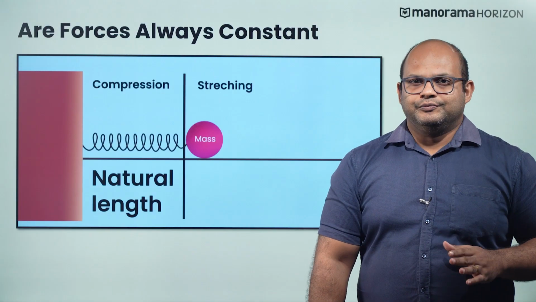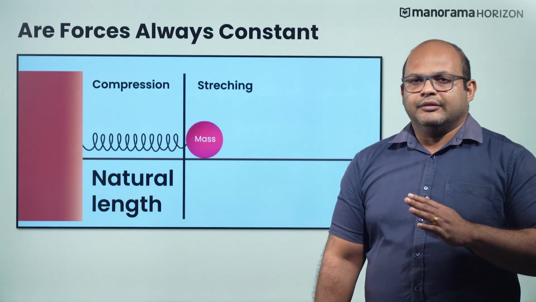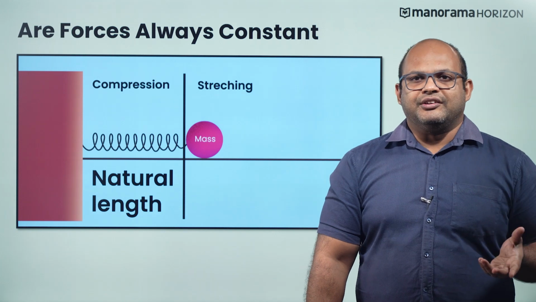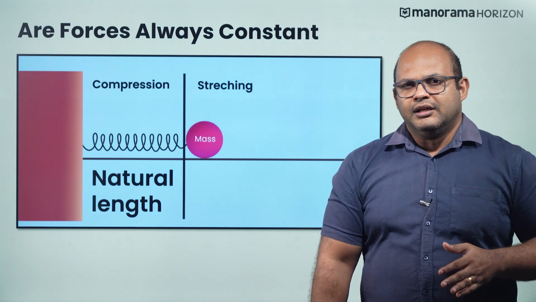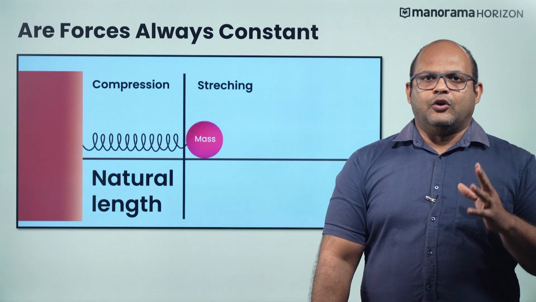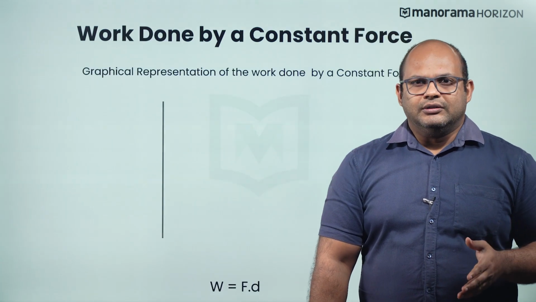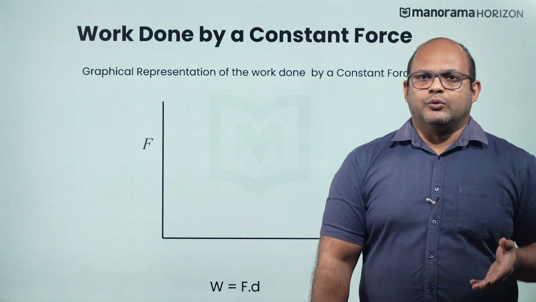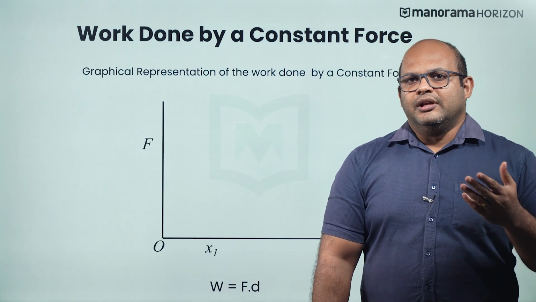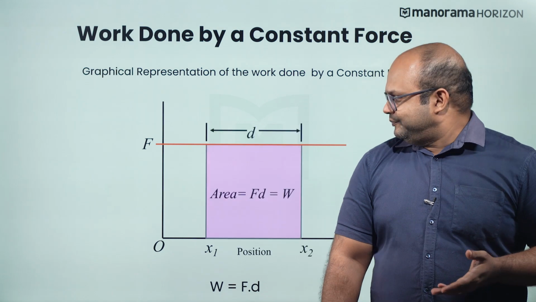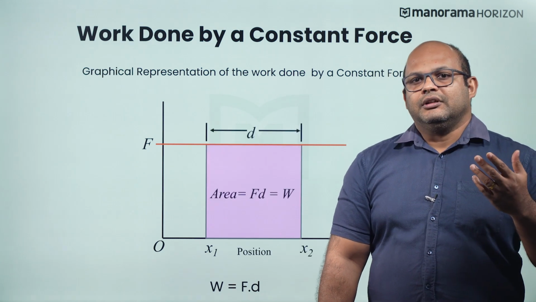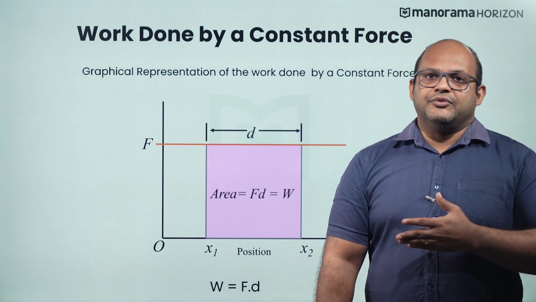Here is a scenario. Consider a horizontal spring attached to an object having some arbitrary mass. Is the force experienced by the object a constant force? Let us recall that the work done by a constant force is equal to F multiplied by d. So we have work done equal to F times d.